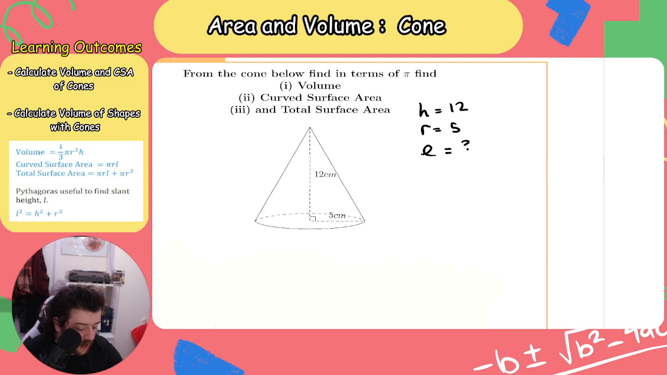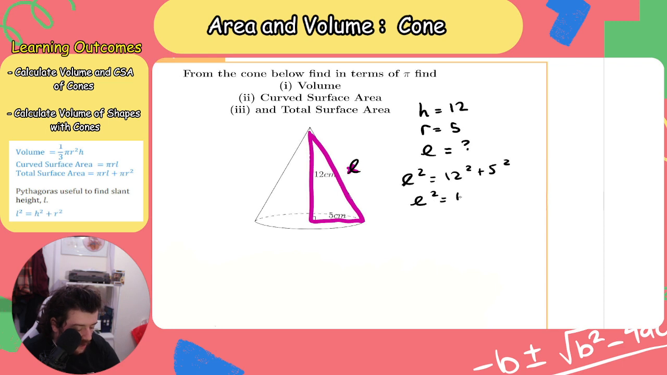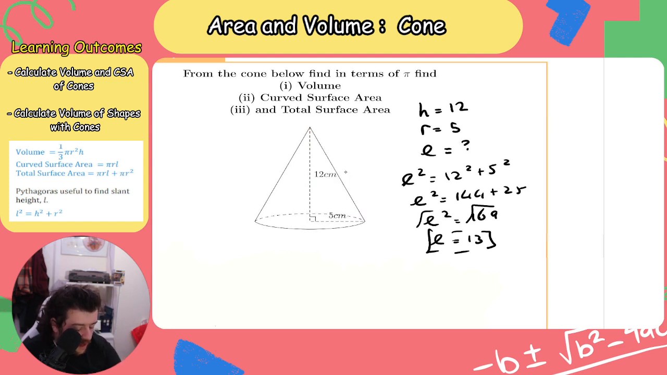Now, if you see here, I have a right angle triangle, and I don't know what this is, so I'll just call it L. L squared is going to be equal to 12 squared plus 5 squared. L squared is going to equal 144 plus 25, because 5 squared is 25. L squared is equal to 169. Square root both sides, I'm going to get L is equal to 13. So my slant height is 13 centimeters.